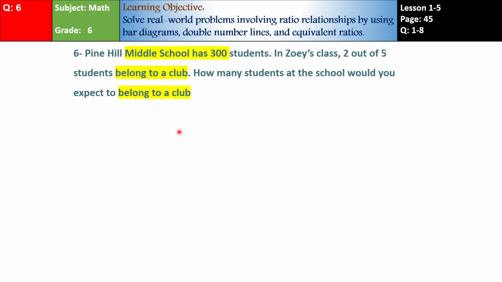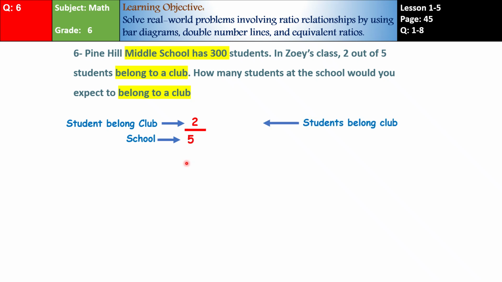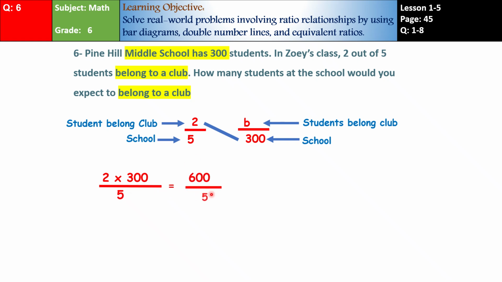So we have a fraction 2 out of 5, that is going to be how many students belong to a club when the total is 300. Now 300 times 2 divided by 5. 300 times 2 will give us 600. 600 divided by 5 is 120 students.